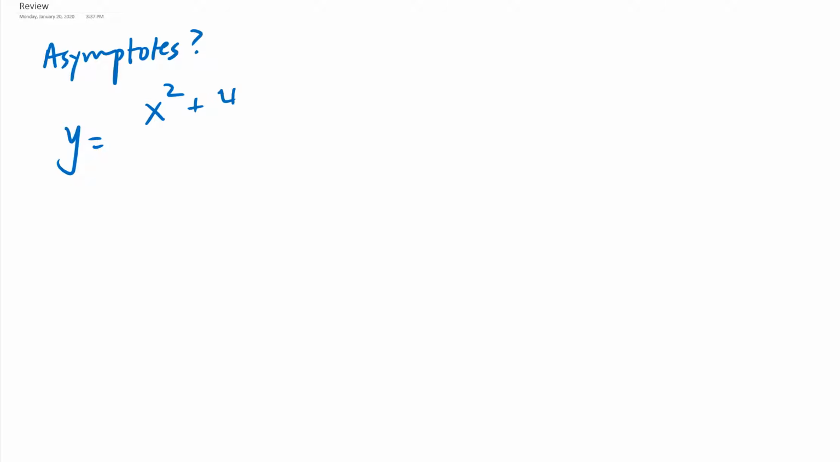So the way I'm going to review for the exam, I'm going to go over review problems, and let's see how many we can solve. So let's look at the first one, how to find asymptotes for a rational function. So let's say we have y equals x squared plus 4x plus 6 over x minus 1. How do we find the asymptotes for such a function? So write it down first.